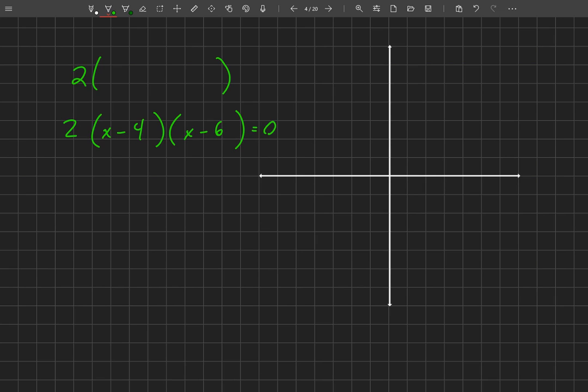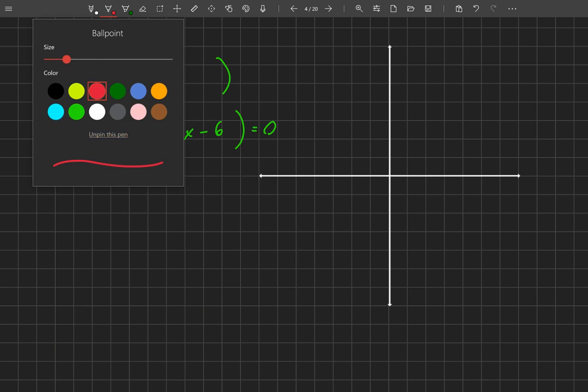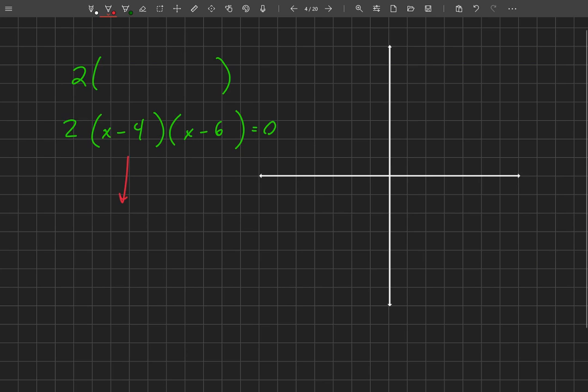What does that 2 do? Well, the roots are still the same. Just like with the negative, it doesn't change them, right? So the root from here is 4, the root from here is 6. So I know that they go right here. But what does that 2 do? Well, if you remember back in our parent functions video, that 2 takes a parabola, or any function rather, and stretches it upward by a factor of 2.